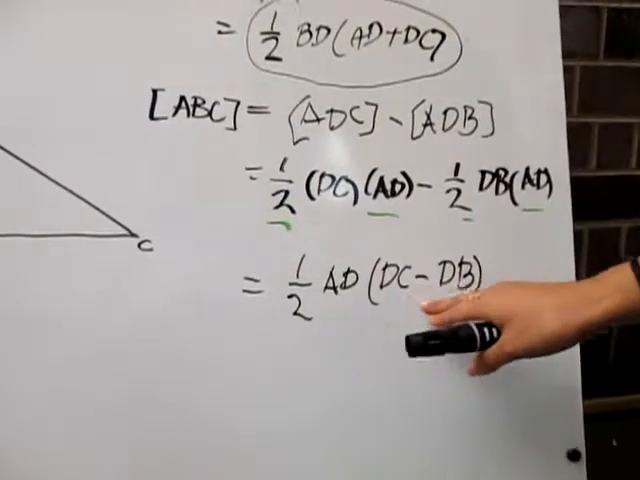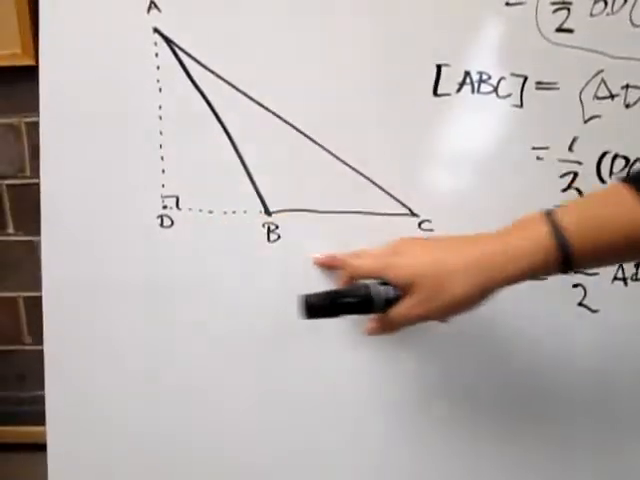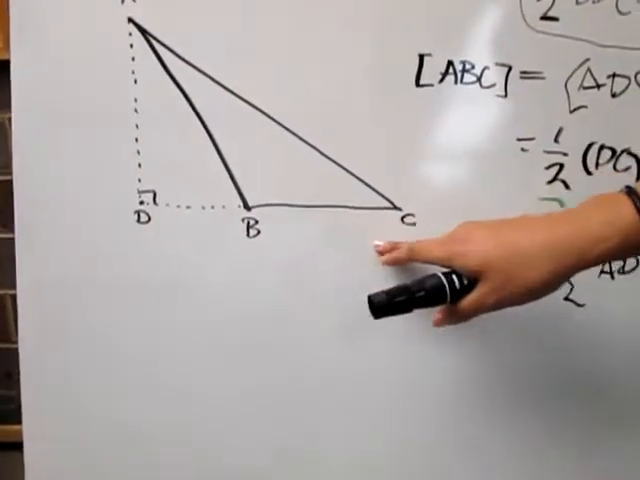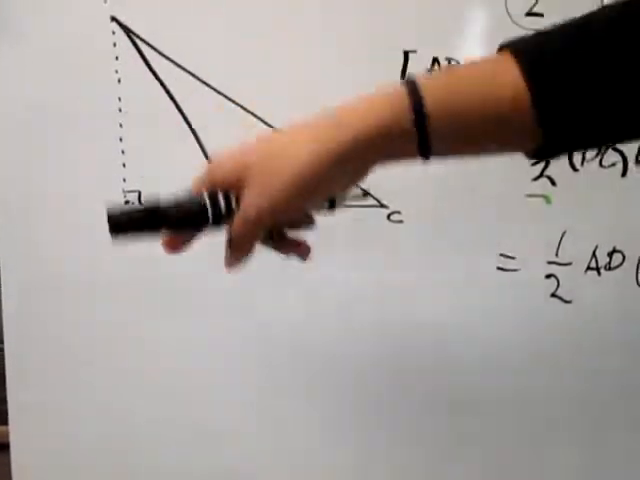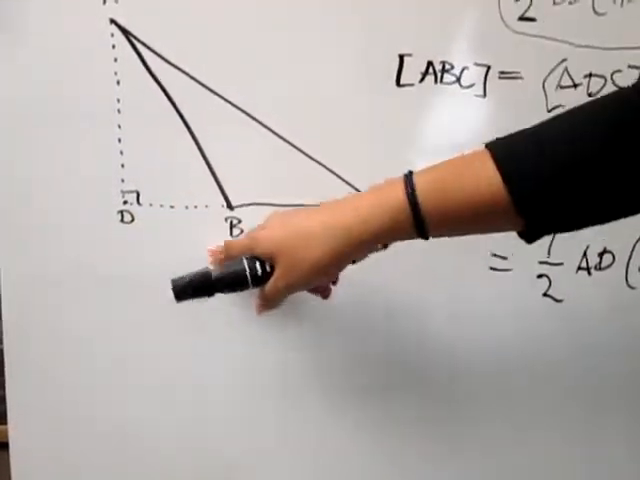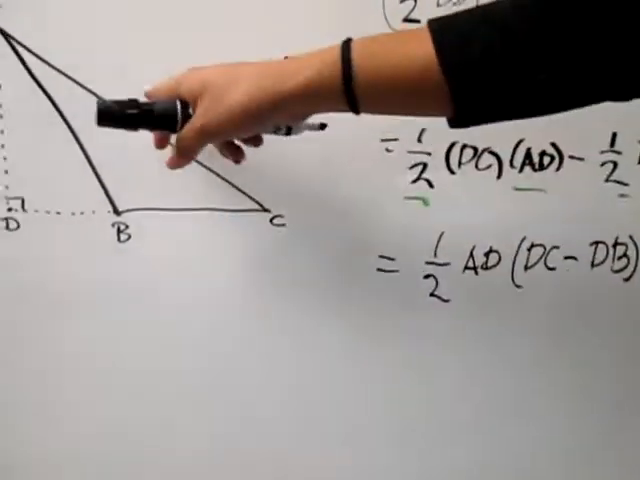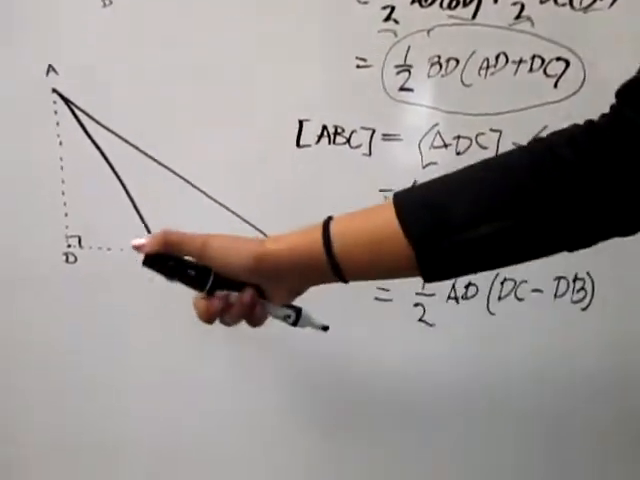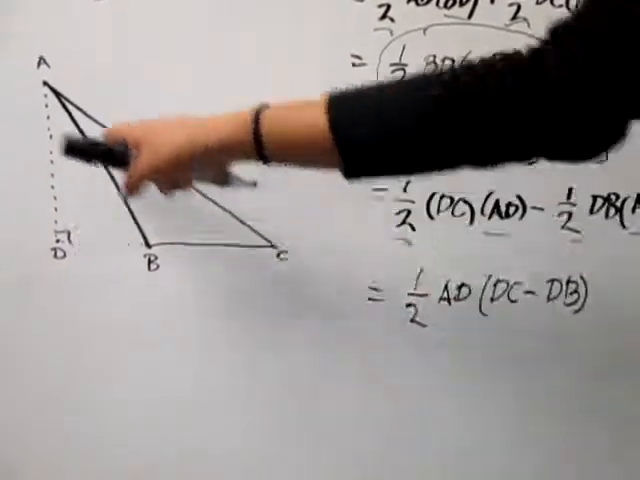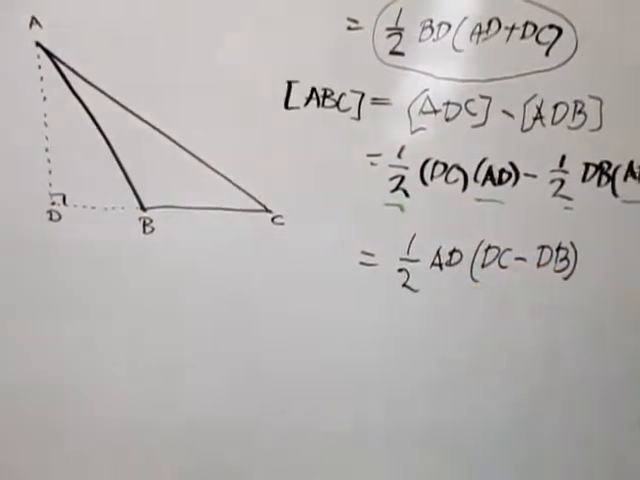And what is DC minus DB? That is the base of this one. So we have proven that the area of this triangle is also the base, BC, times the height, AD, and times 1/2 of that.